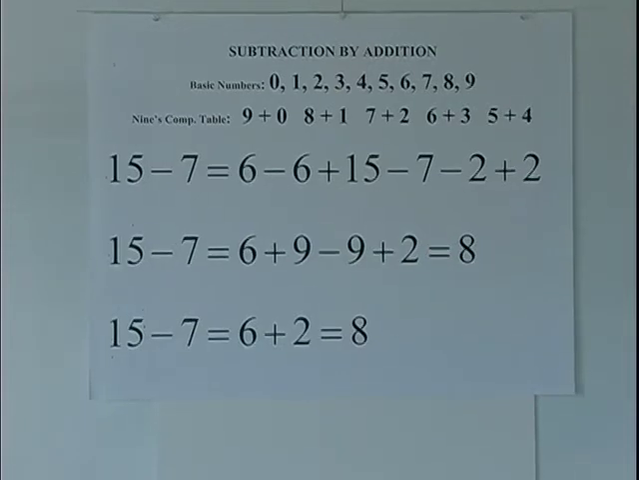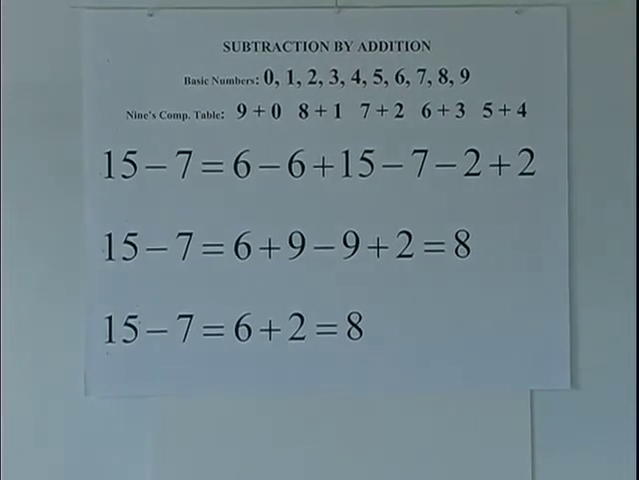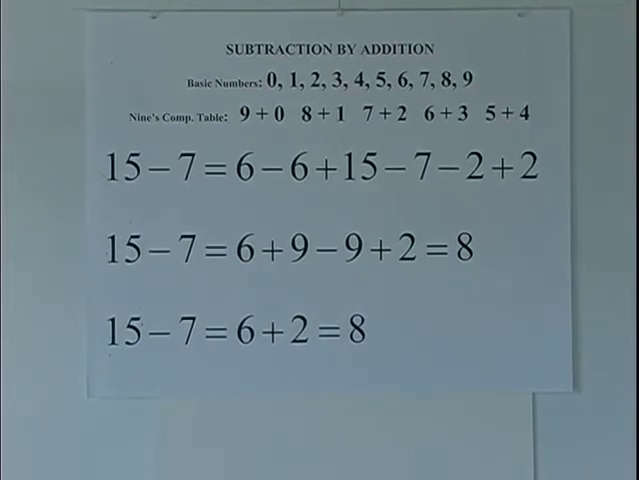So how many operations did I do when I did subtraction by subtraction? I did a subtraction here, one here, one here. That's three subtractions. And then I had to do one addition. So I did four operations to do subtraction by subtraction.